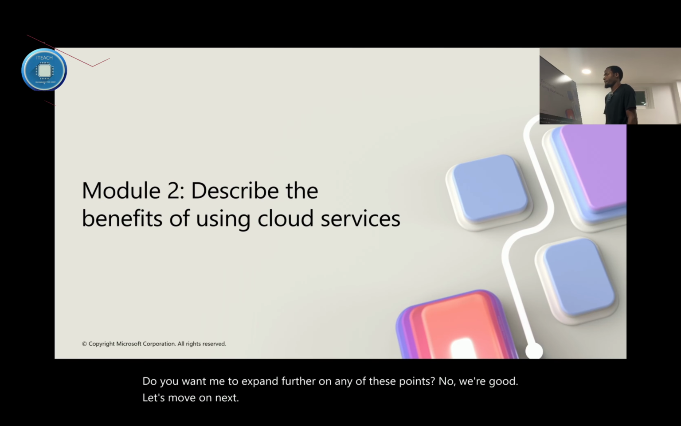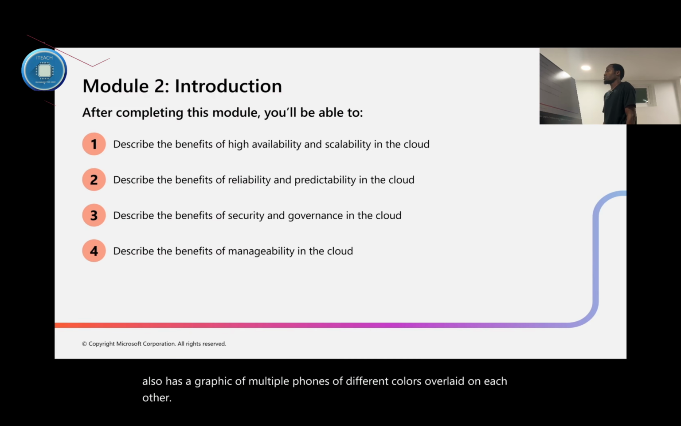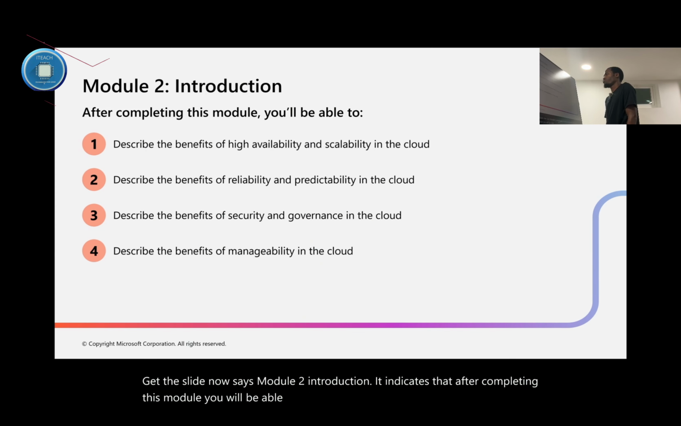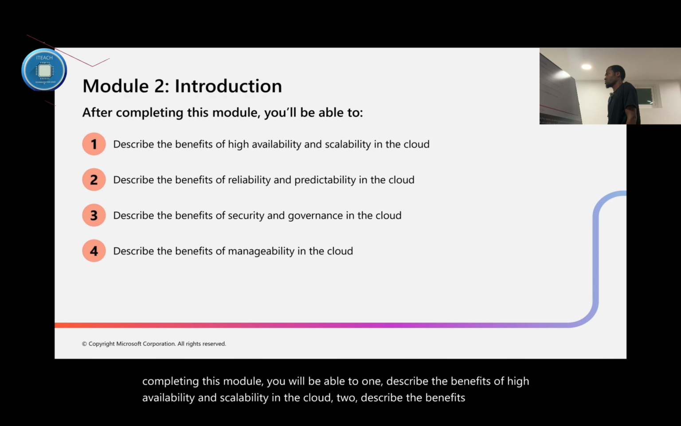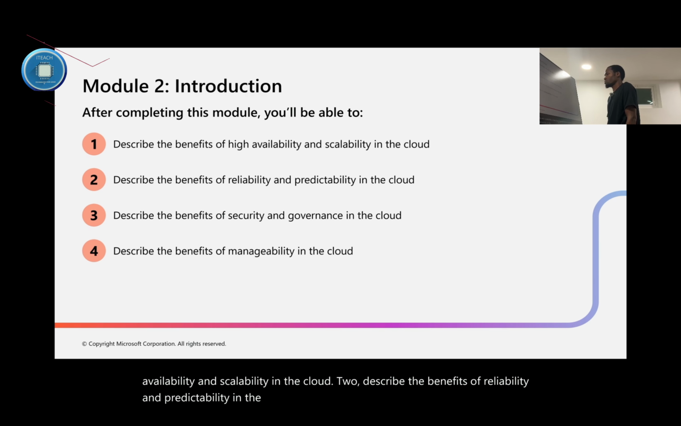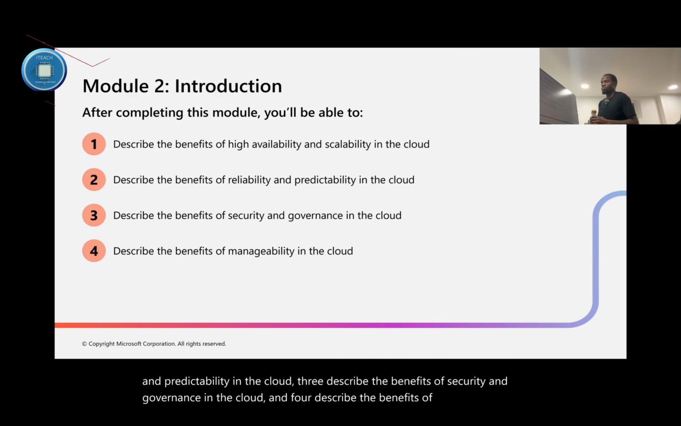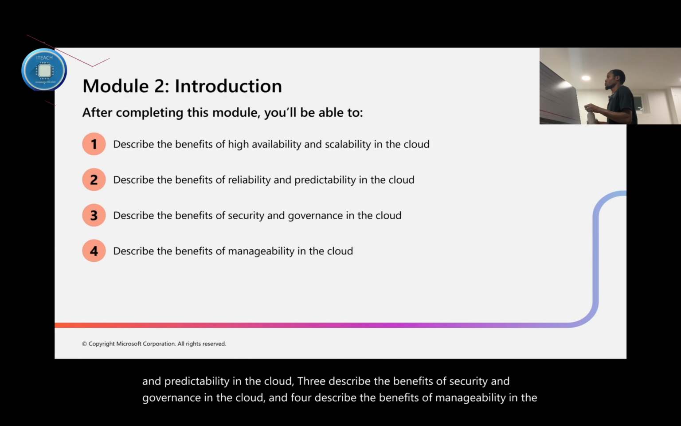Next slide is titled Module 2. Describe the benefits of using cloud services. Let's move on. Slide now says Module 2, Introduction. It indicates that after completing this module, you will be able to: 1. Describe the benefits of high availability and scalability in the cloud. 2. Describe the benefits of reliability and predictability in the cloud. 3. Describe the benefits of security and governance in the cloud. And 4. Describe the benefits of manageability in the cloud. Should we delve into each of these benefits?